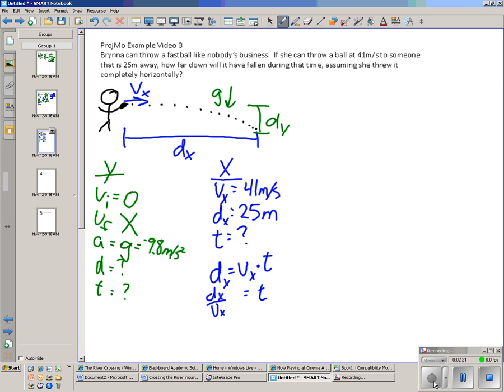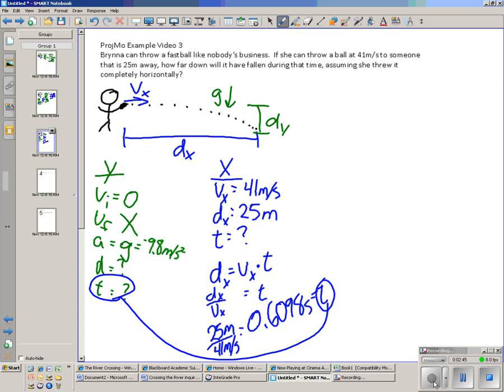So that ends up being 25 meters divided by 41 meters per second. Tap that into my calculator and I get my time is 0.6098 seconds. That is my time, which is the same as this time. So that means I now know everything for the y-axis except my displacement, and I don't care about my final.